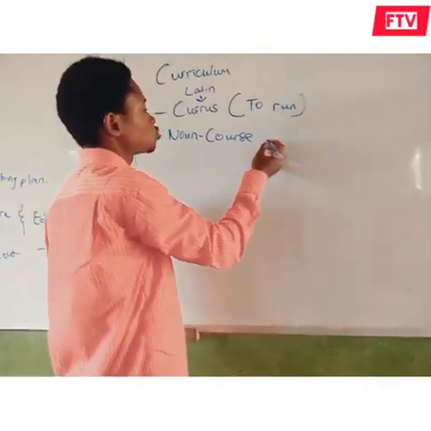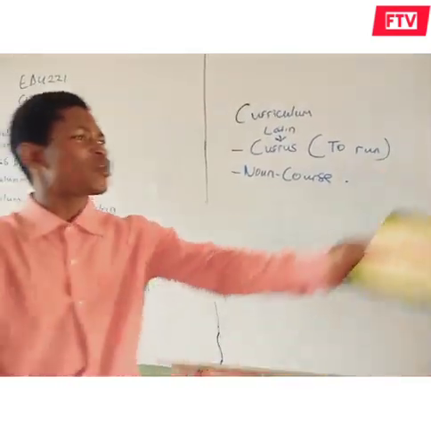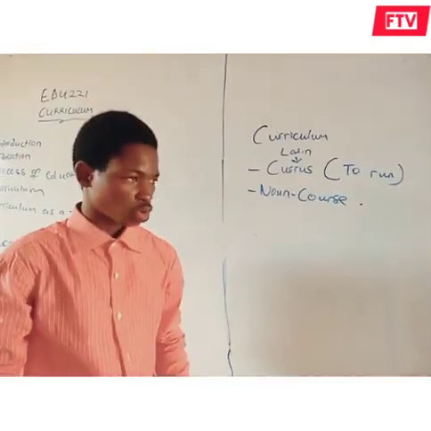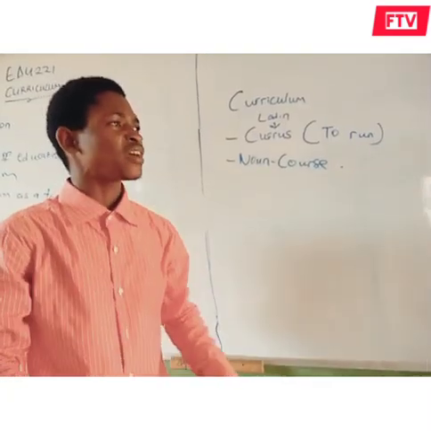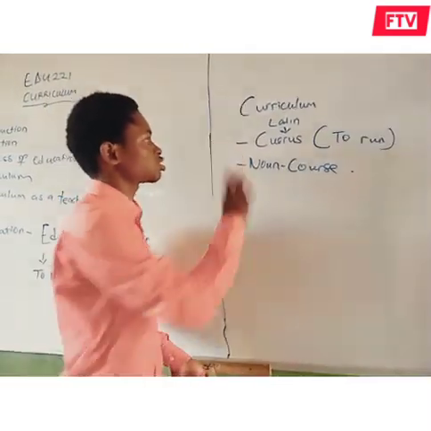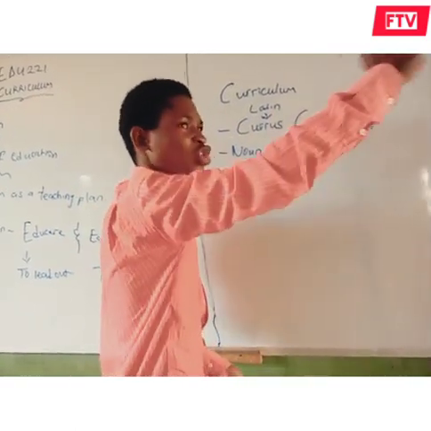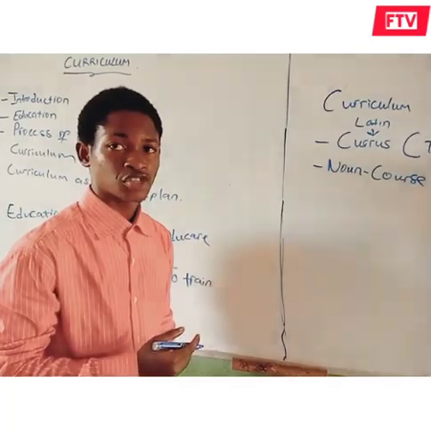So let's do it this way. If you're talking about to run, you want to run. You have an aim. You want to start from here. You have a prize at which you are aiming, at which you are running. Now that is the etymological meaning of curriculum. To run a race, just because you are aiming for something. Let's proceed to the definition of curriculum.